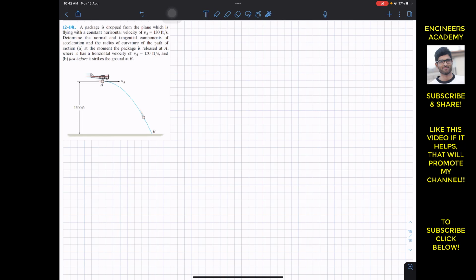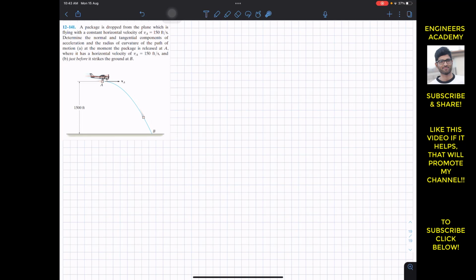So we have to find the normal and tangential components of acceleration and the radius of curvature at point A and then at point B. As we can see, this package is following the projectile motion, so we can apply the equations of projectile motion.